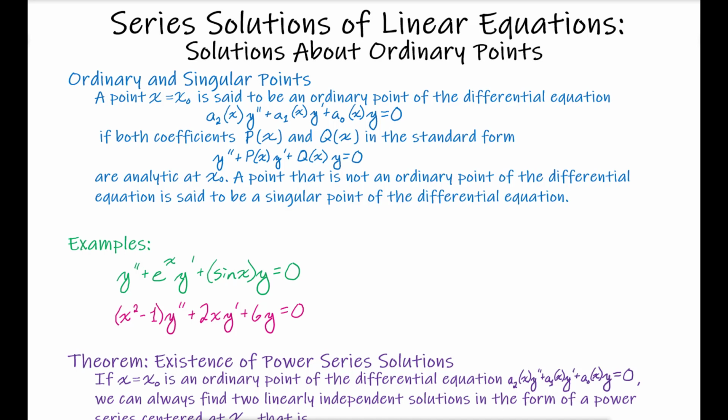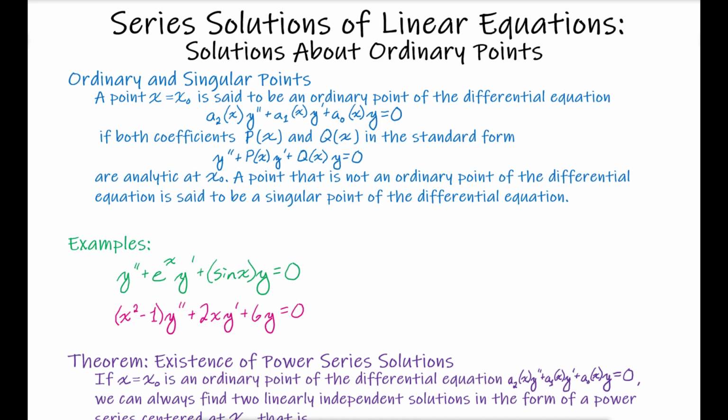And when we divide by a sub 2 of x, we're dividing by a polynomial, so with the quotient rule, we could take the derivative always. But there's going to be a value of x where this is not defined. Namely, any value of x that's going to make my denominator 0 in my p of x and q of x quotients that I end up with is going to end up with an undefined function at that value of x, and consequently it can't be an ordinary point.